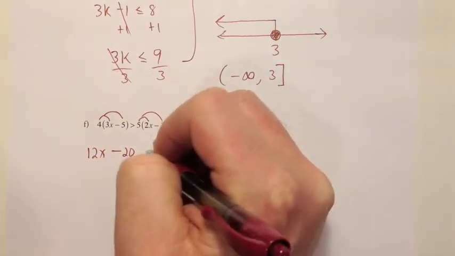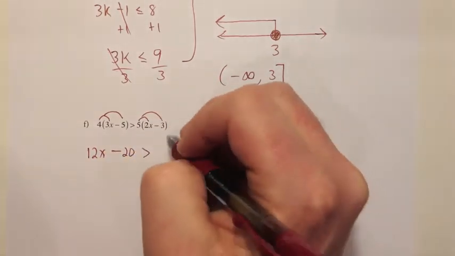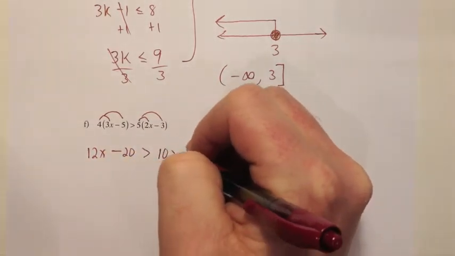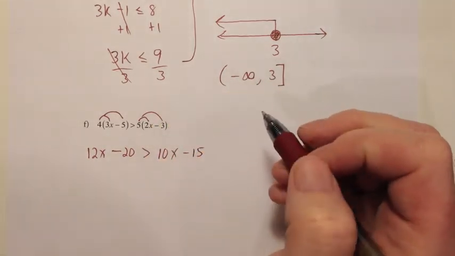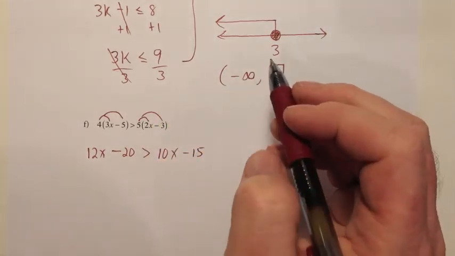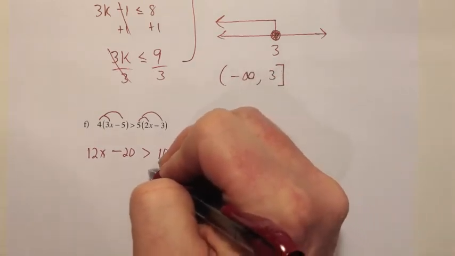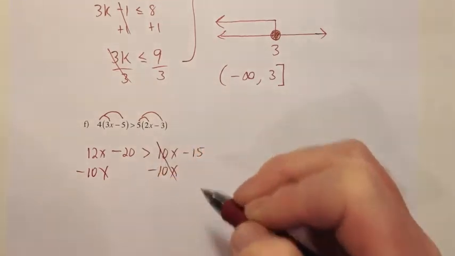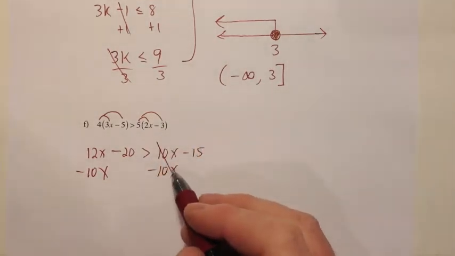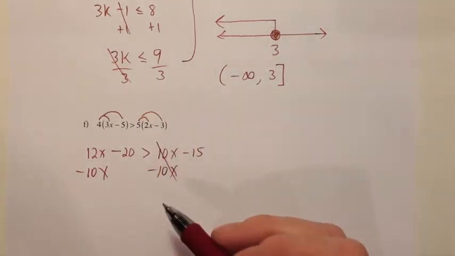And that's greater than distribute the 5. 5 times 2x is 10x. And 5 times negative 3 is negative 15. And then I'd want to move the x's to the left and the constant terms to the right. So subtract 10x from both sides to get rid of this one on the left and move it on the right, move it over to the left.